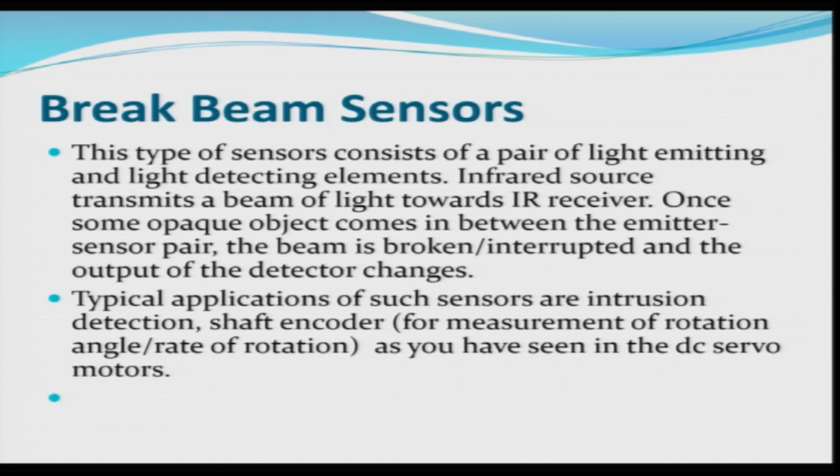So, what are beam sensors? This type of sensor consists of a pair of light emitting and light detecting elements. An infrared source transmits a beam of light towards an IR receiver. Once some opaque object comes in between the emitter-sensor pair, the beam is broken or interrupted and the output of the detector changes. Typical applications of such sensors are intrusion detection, and shaft encoders for measurement of rotation angle or rate of rotation, as you have seen while discussing the DC servo motors.